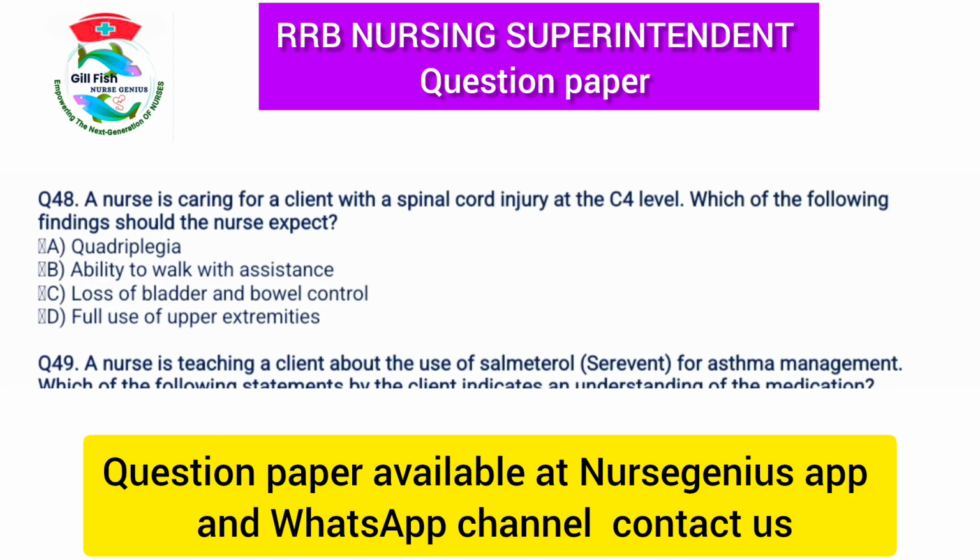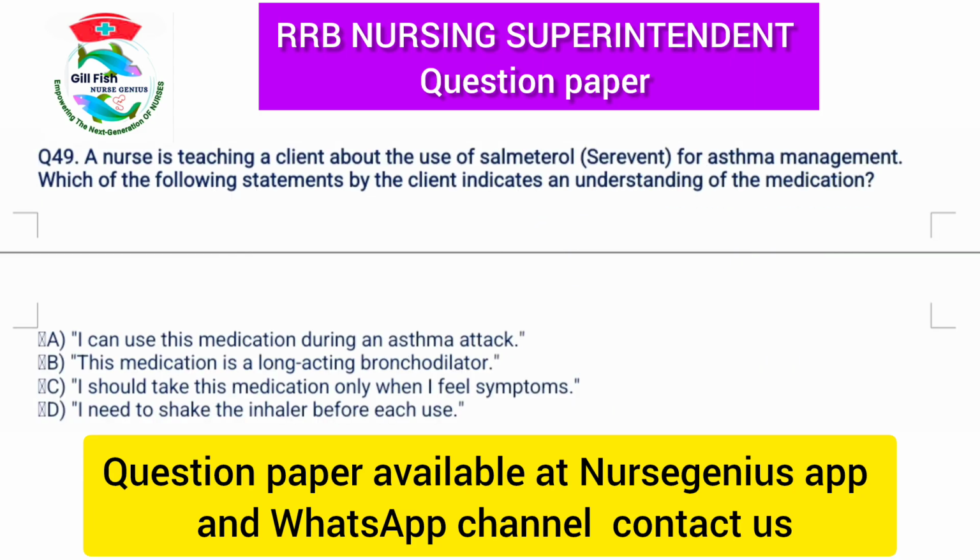Move on to the next question. A nurse is caring for a client with a spinal cord injury at the C4 level. Which of the following findings should the nurse expect? Option A, quadriplegia. Option B, ability to walk with assistance. Option C, loss of bladder and bowel control. And also option D, full use of upper extremities. So what would be the correct answer here? The answer is quadriplegia.